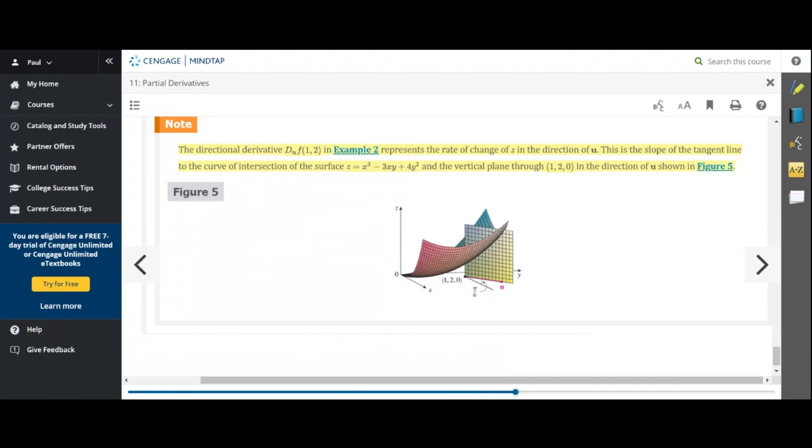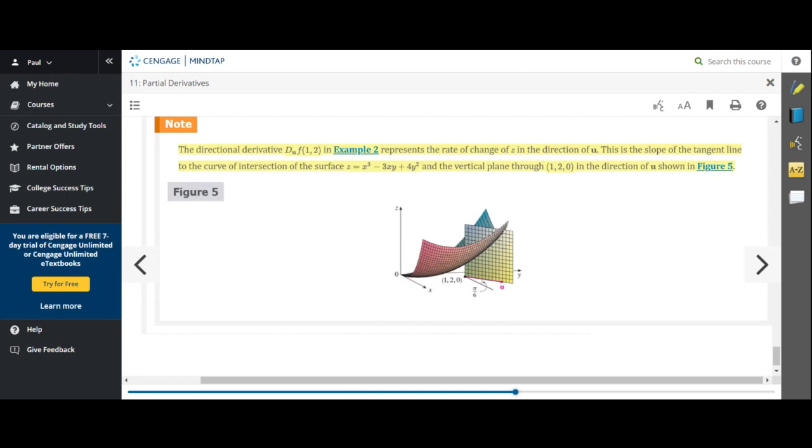And if you look at where that plane intersects the surface, think about the point on the surface above (1, 2, 0) and draw a tangent line. You can see that that tangent line would be positive, and that's what you're finding, and this is important.